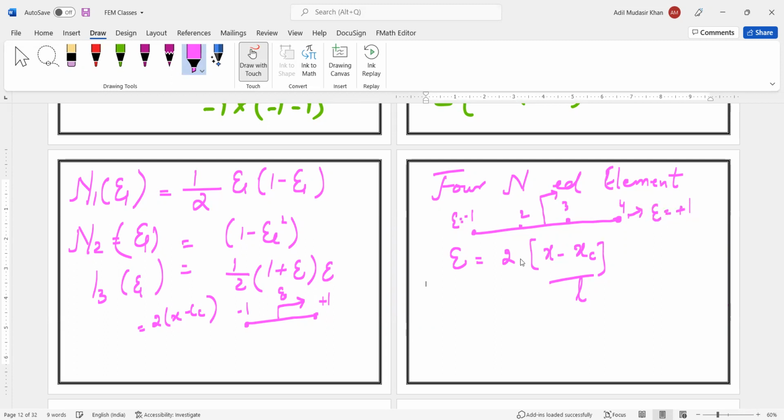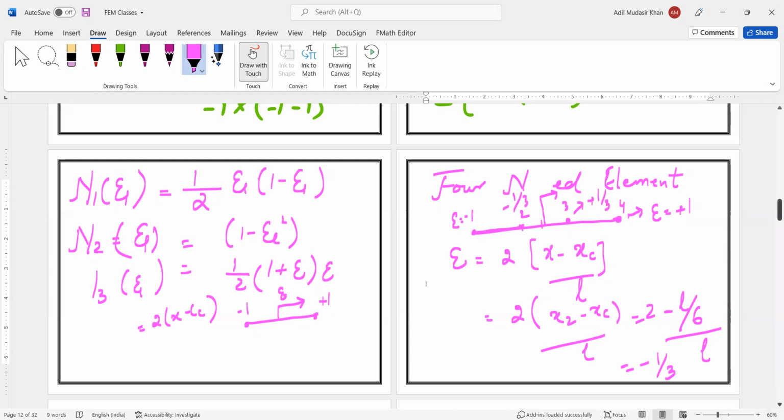What is the value of zeta at x equal to x2? That is 2 times x2 minus xc divided by L. x2 minus xc, the total length is L. From here to here it is L by 3. From here to here it will be L by 6, but it will be minus L by 6. And we have our L, and in multiplication we have 2. That is -1 by 3. So here zeta is -1 by 3, and here zeta is +1 by 3.